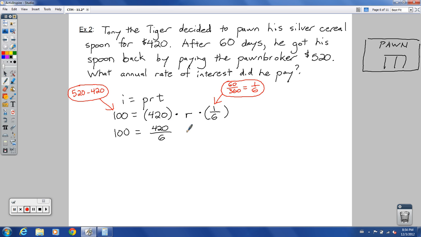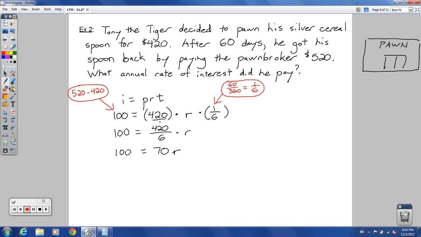You could make this a fraction if you wanted to. You could put it over 1, but you don't have to. You can just think of it like that. So 420 times 1, 1 times 6 on the bottom. 420 divided by 6 equals 70. 42 divided by 6 is 7, so that's 70. So you have 70 times R, or in other words, just 70R. At that point, divide both sides by 70.